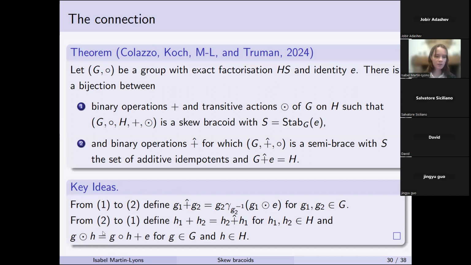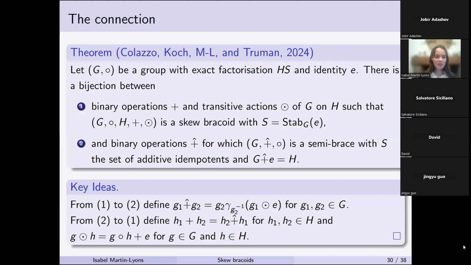Yes, and then from semi-brace to skew bracoid, we define the additive operation in H to just be the opposite of what it was in the semi-brace. You'll notice that this is a bit simpler, but going from semi-brace to skew bracoid, we only care about the additive operation on H, whereas from skew bracoid to semi-brace, we're trying to put an additive operation on the whole of G. So that's why this way is a bit more complicated.